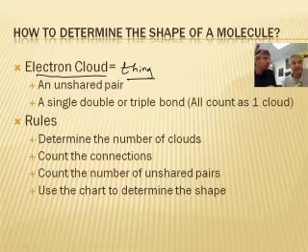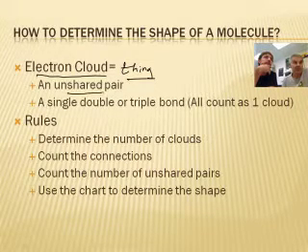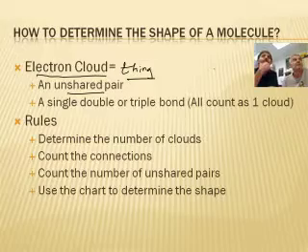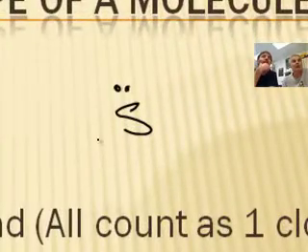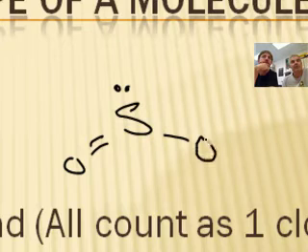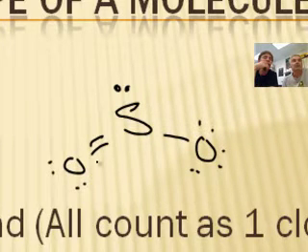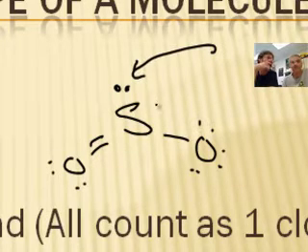An electron cloud could be an unshared pair of electrons. For example, SO2 would be a good one. We drew that in the last lesson. Here's SO2. On the sulfur, we have an unshared pair. That's a thing, or an electron cloud.